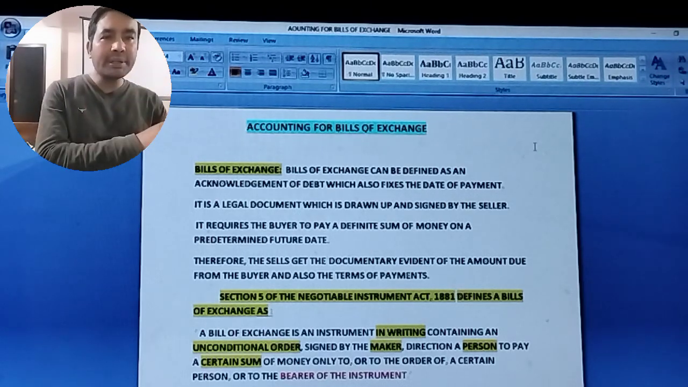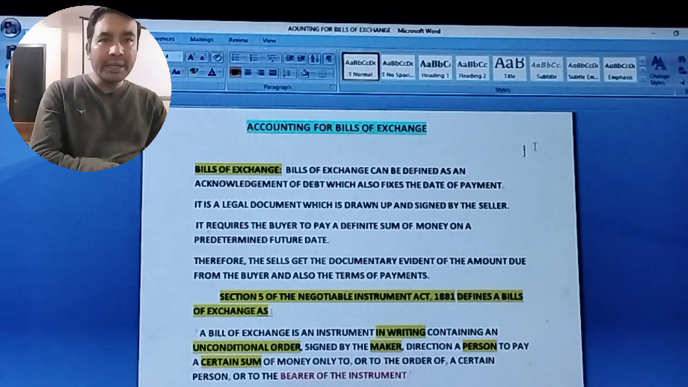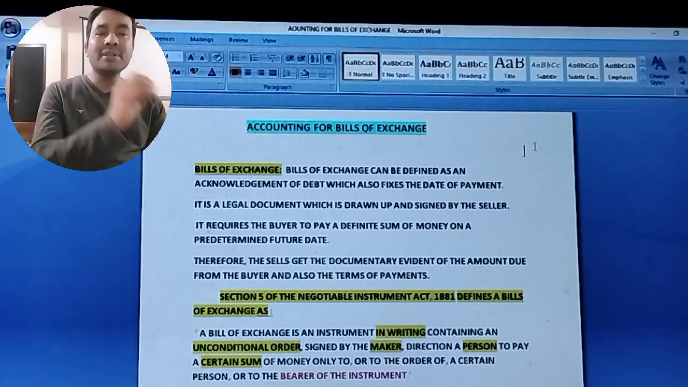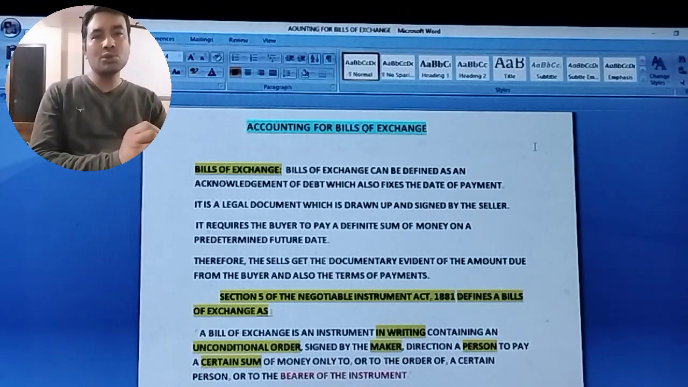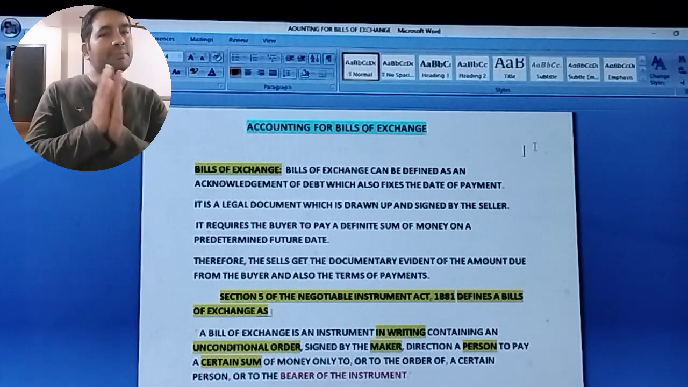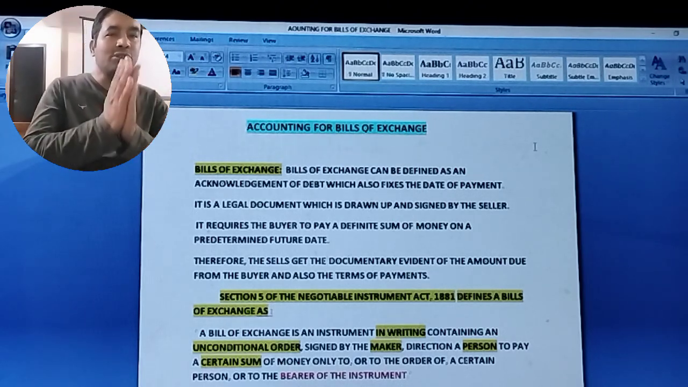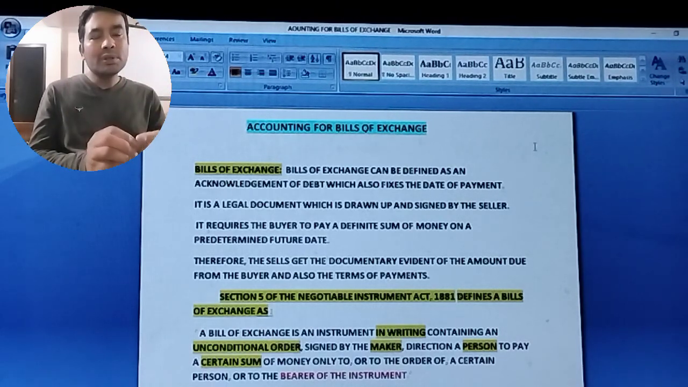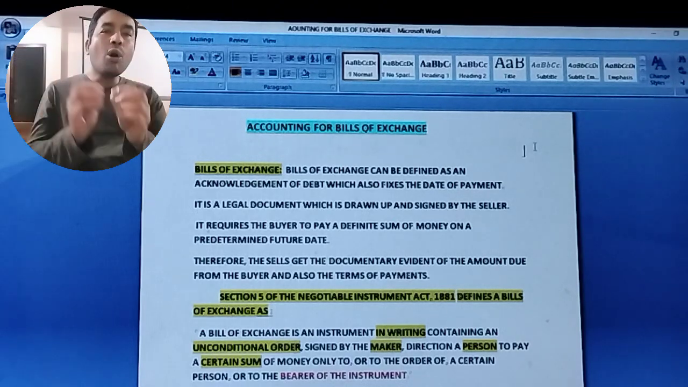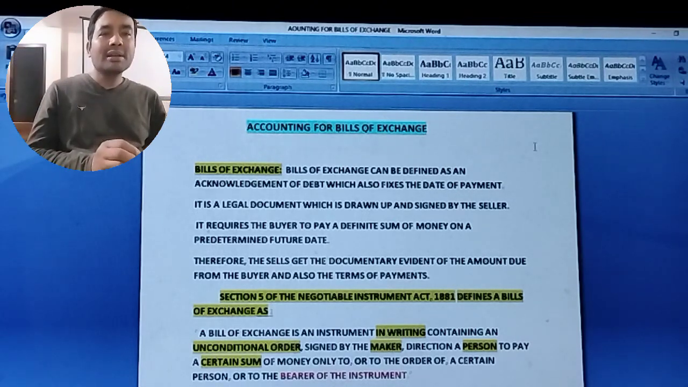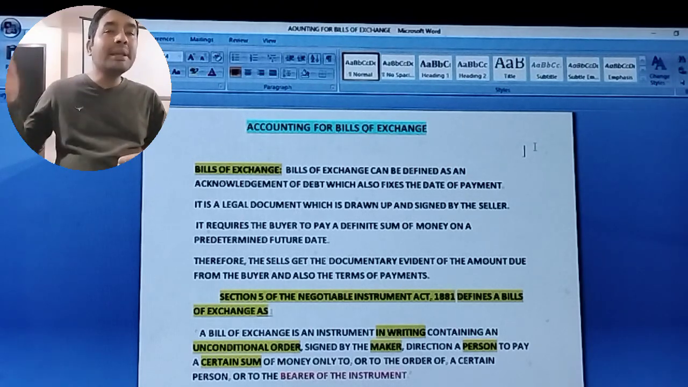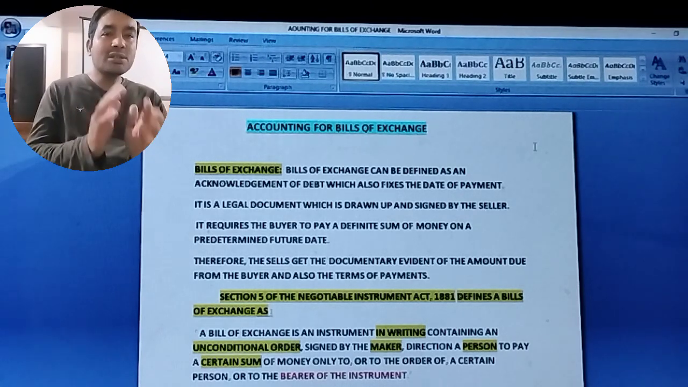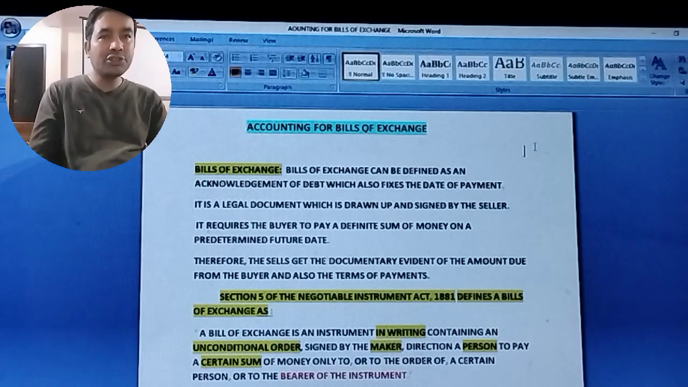So whosoever possesses the bill on the due date enjoys the same right as that of the seller to receive the amount. So it is definitely an agreement between the buyer and the seller, ensuring the buyer that he will be paying a definite amount to him on a definite date or to the person mentioned by the seller in the instrument on the due date. So this is all about the definition of the bills of exchange.